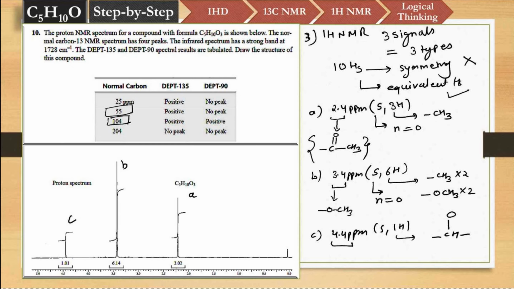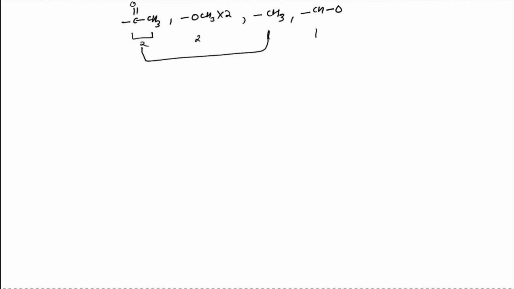So let's put all the information together. The compound has a methyl ketone. It has 2 OCH3 groups. It has a methyl, and it has a methine carbon, which is attached to the oxygen. So how many carbons? 2 and 2 is 4, 5, 6. Since you have already combined this information here, you can remove this one. So what is left? You are left with this one, and this one. So 5 carbons are there.